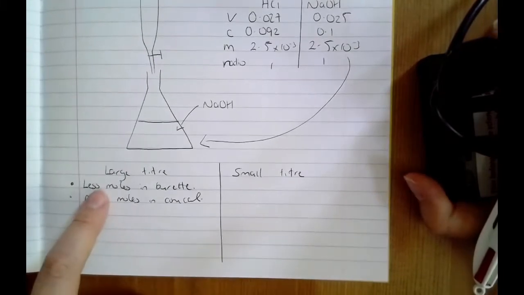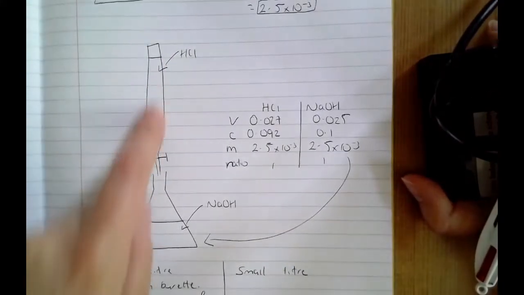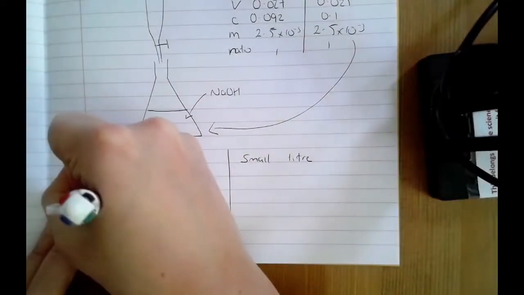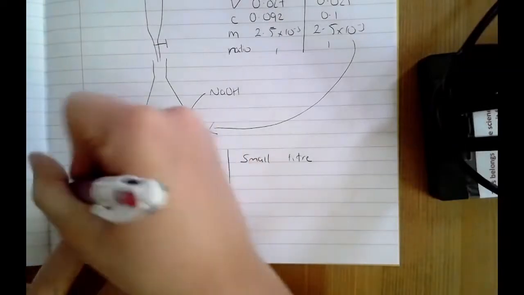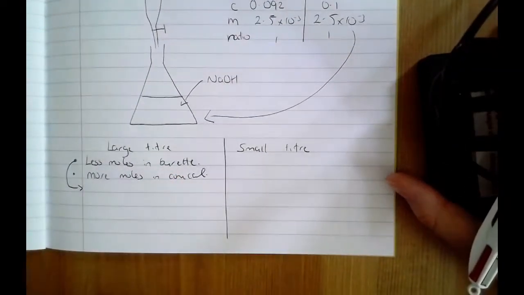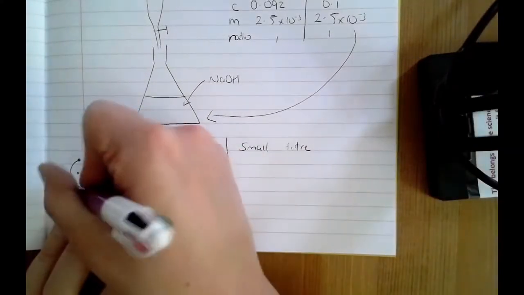So if we look at the first one, what would cause you to have fewer moles in the burette than you're supposed to, okay? One of the common things that would cause you to have fewer moles in your burette would be if you rinsed your burette with water and left that water there.